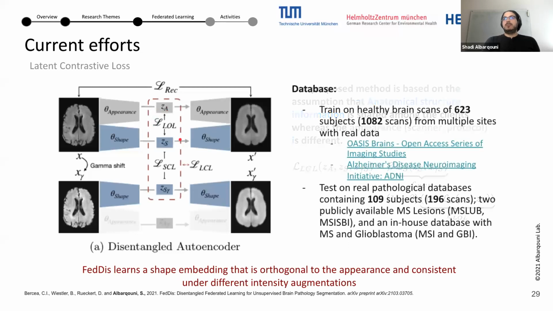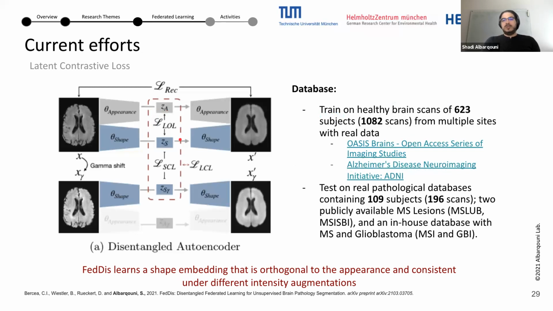So we trained our method on around 1,000 scans from multiple sites with real data and tested on around 200 scans of MS lesions and glioblastoma, coming also from a couple of public and in-house databases.